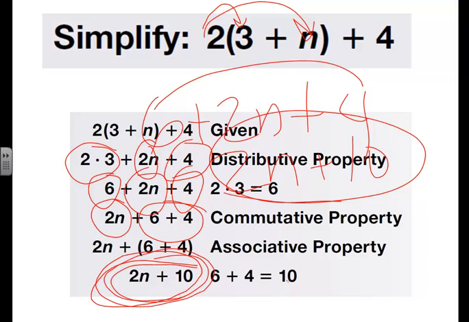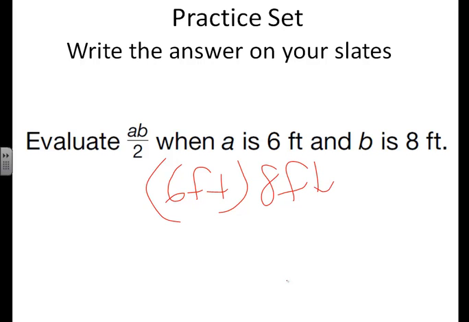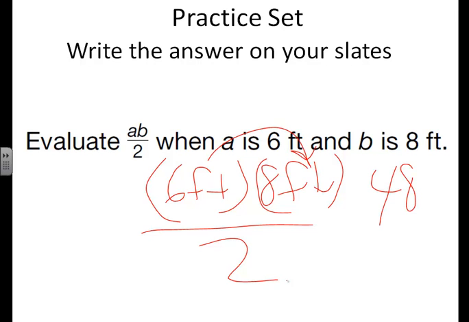So let's try another one. Evaluate AB divided by 2 when A is 6 feet and B is 8 feet. So A is 6 feet and B is 8 feet, all divided by 2. So what's 8 times 6 is 48. How many of these do we have? We got 2 of them. So it's feet squared divided by 2. So we're going to be 24 feet squared. So our answer is 24 feet squared.